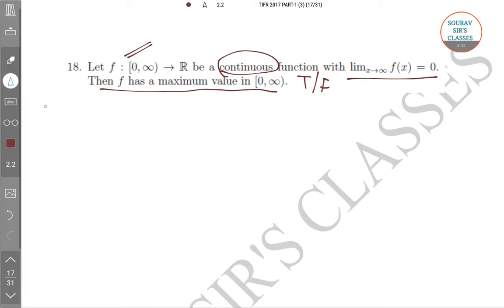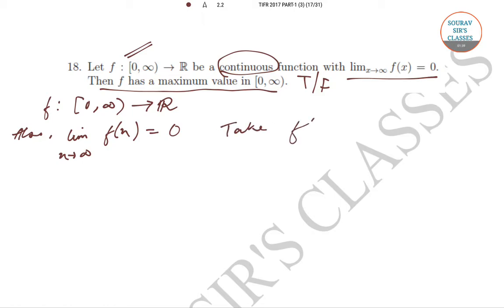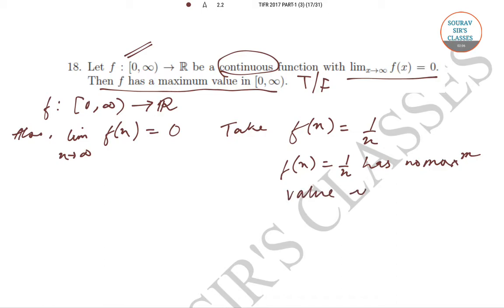Now it has been said that the function f goes from 0 to infinity to R. Also, limit as x tends to infinity of f(x) is equal to 0. I can think of a particular function where this happens. We can take f(x) equal to 1 by x, and if we take f(x) equal to 1 by x, then we can show that f(x) equal to 1 by x doesn't have a maximum value in the interval 0 to infinity. So the statement that we have to check over here is false.